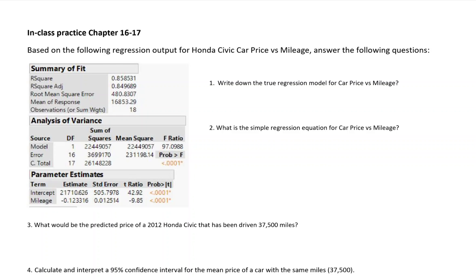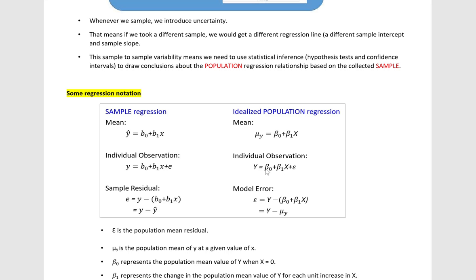All right, so let's come back to this in-class practice. The first question: write down the true regression model for car price and mileage. Be careful. The question is asking you to write down the true regression model. When did we talk about the model? We say the true regression model is talking about the population, right? So let's come back to our chapter notes. Remember this table?